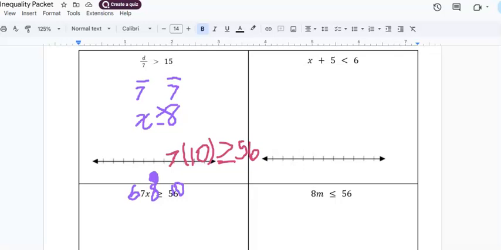So that means my solution is the numbers that are to the right of 8. If I want to get a number that is greater than 56, then I'm going to multiply 7 by a number that is greater than 8. That's why my solution is this way. See how this arrow looks like a greater than symbol? That tells me this solution is correct, and my graph matches it. So there you go. There are 2 examples from the homework.